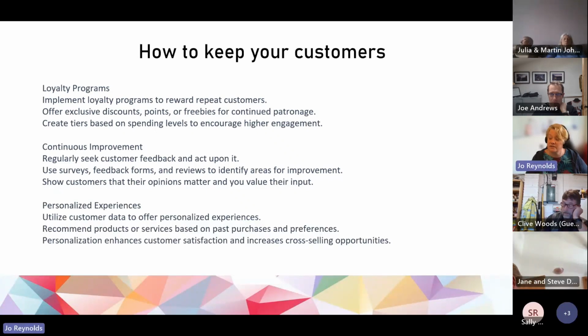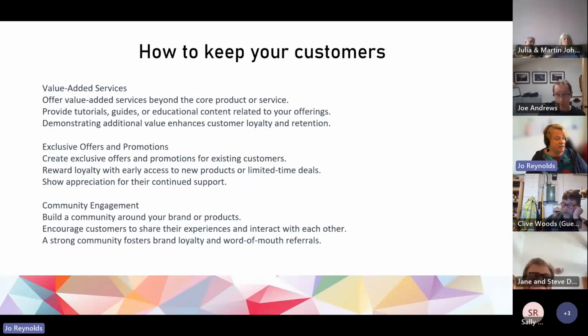Know your customers and personalize their experience. Offer value-added services, so extras like the gloves, like the tools, things that make them feel special. Provide them with free training and tutorials and handouts and things like that. Demonstrations. Offer to go and be on their stand if they're at a country show and demonstrate your product.